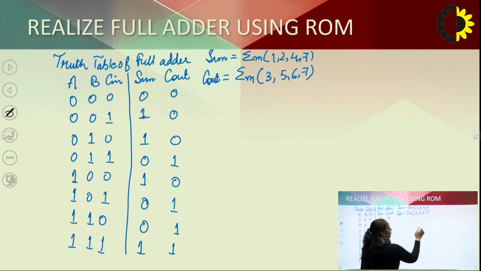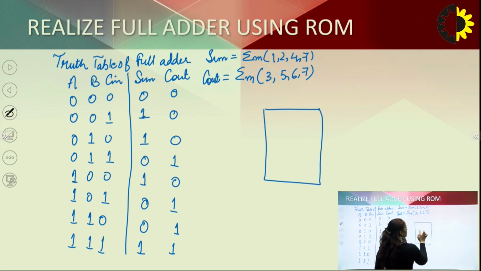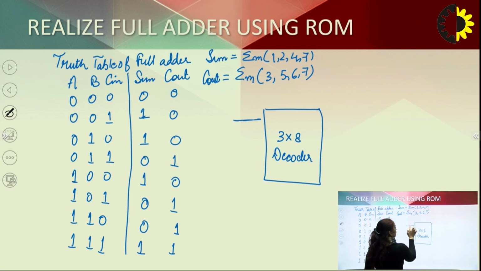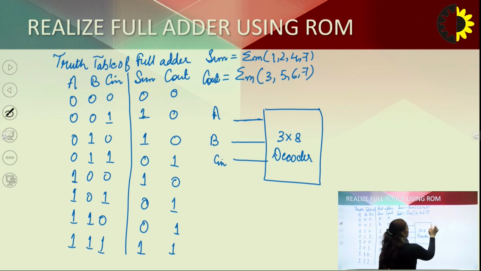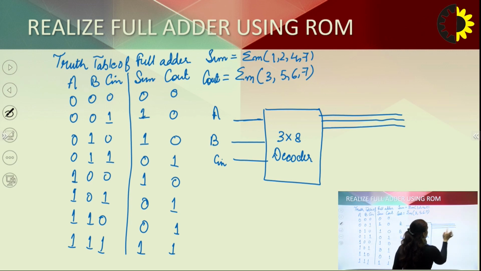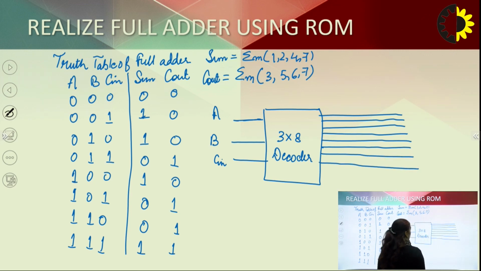So again I am going to use a 3:8 decoder, with 3 input lines which will be connected to the address lines of the ROM. So we have A, B and C in, and eight output lines.